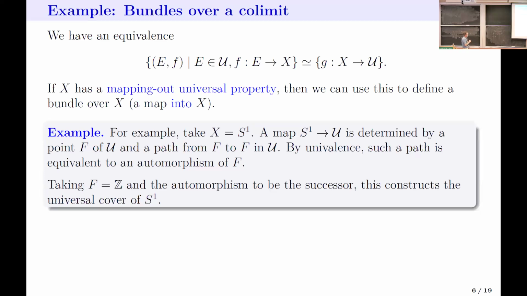Okay. So this is a really convenient way to understand things like descent. They're sort of trivial from this point of view once you realize that you could construct bundles by mapping out of colimits.